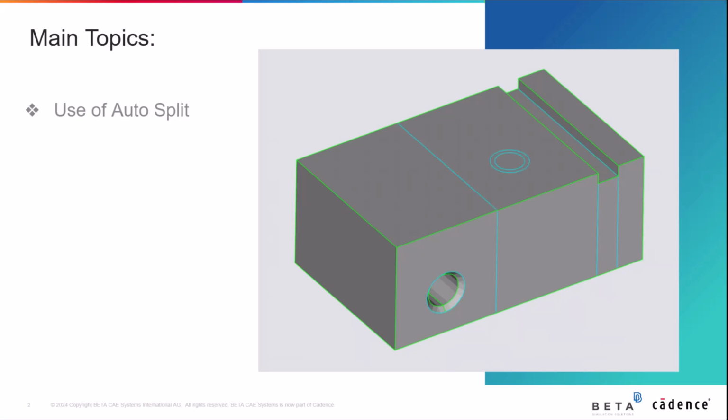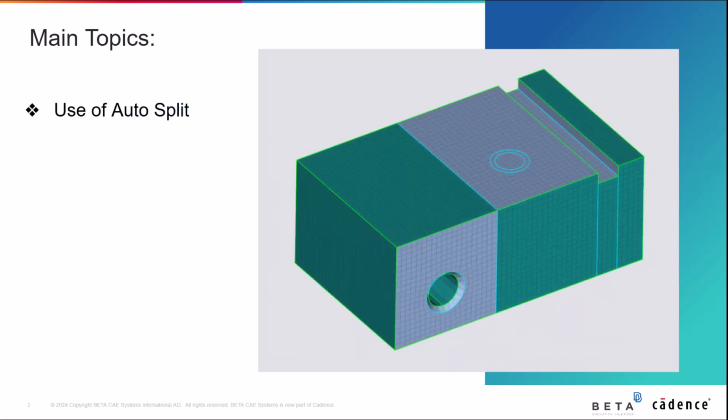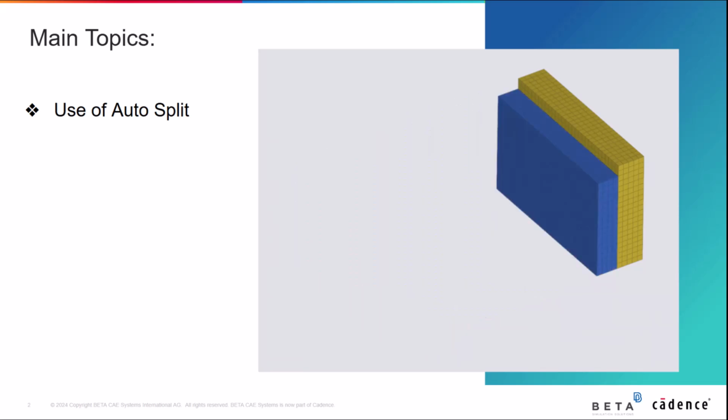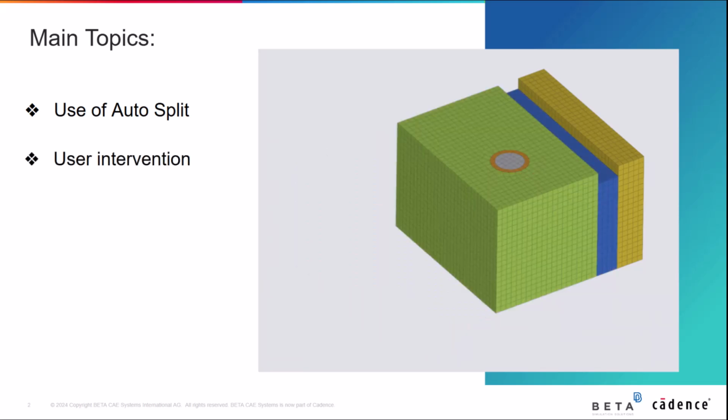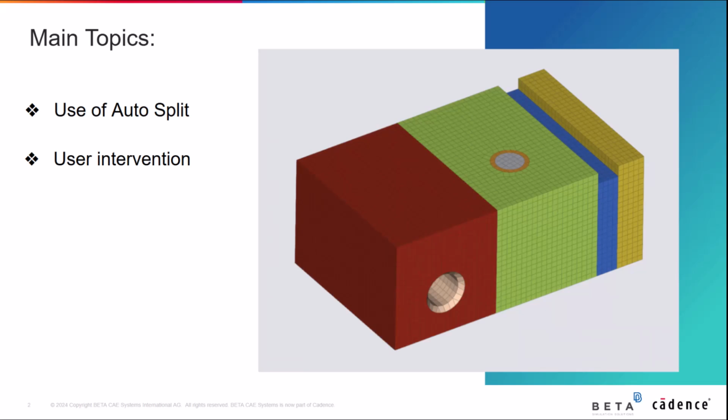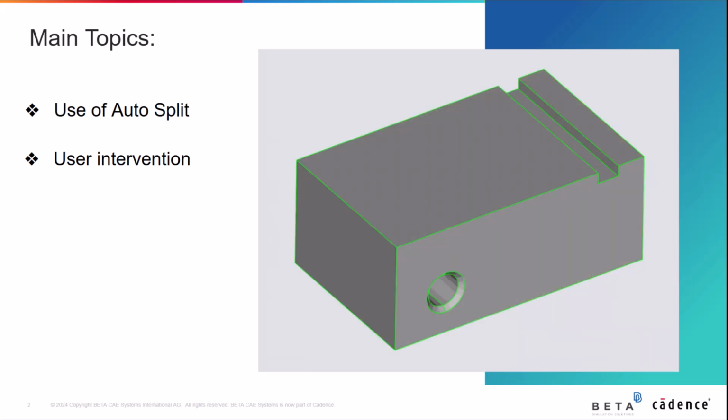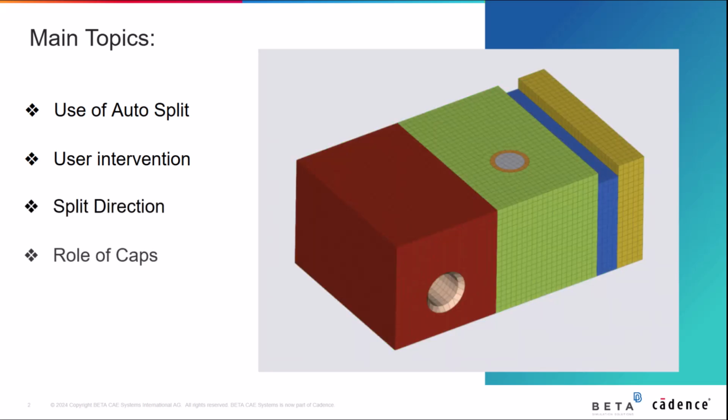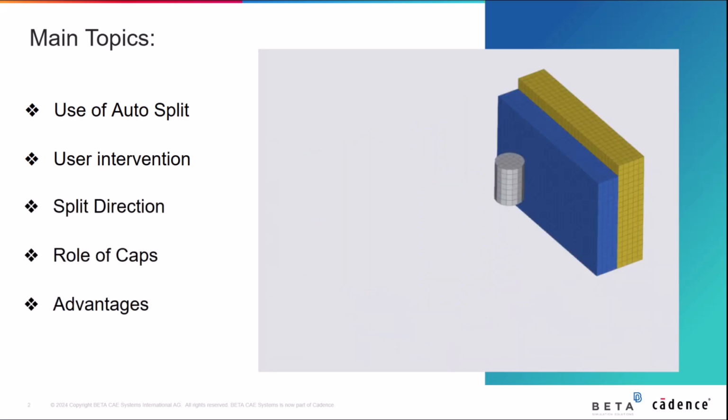Mainly, the auto-split function will be used for decomposing the main volume, and with user intervention where necessary, it will lead to the creation of the subvolumes for solid meshing. We will also see the importance of split direction, the role of the caps, and useful advantages of Map Block.